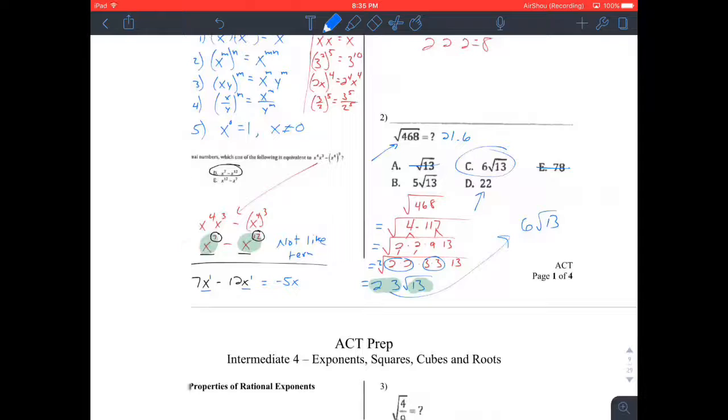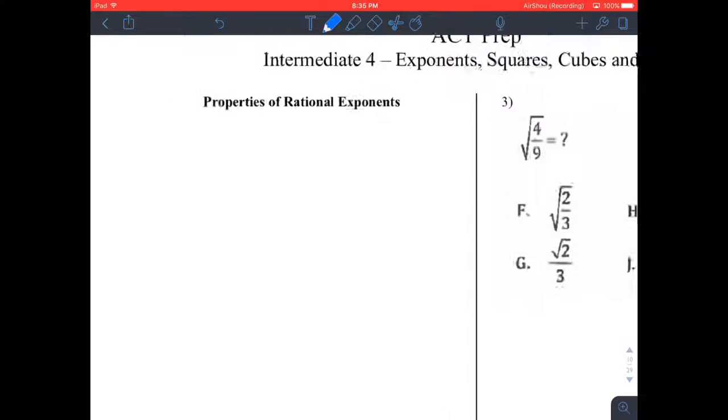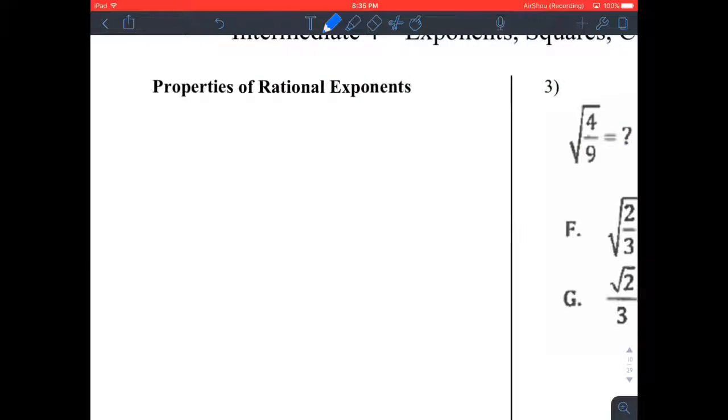Alright, that's page 1. Rational exponents. These are exponents that are fractions using integers.